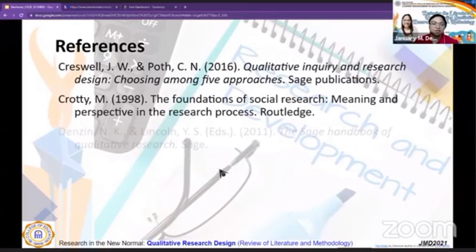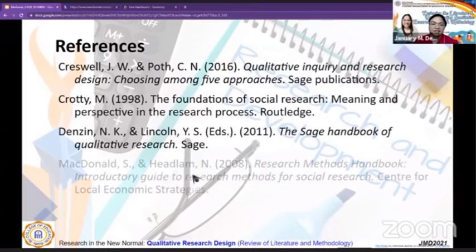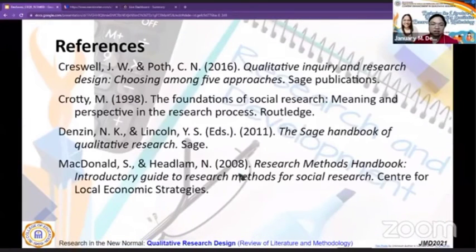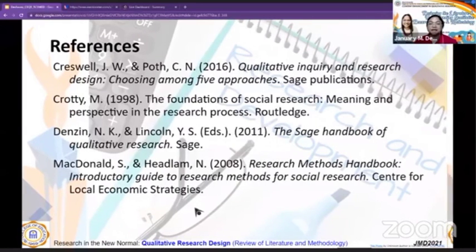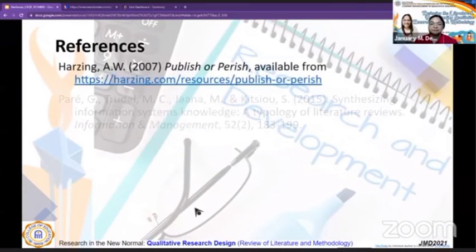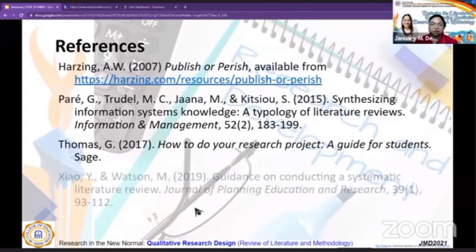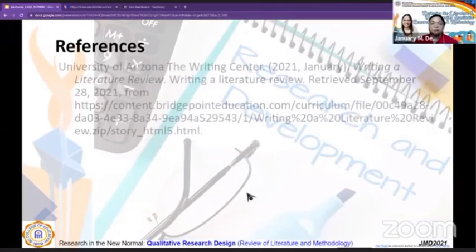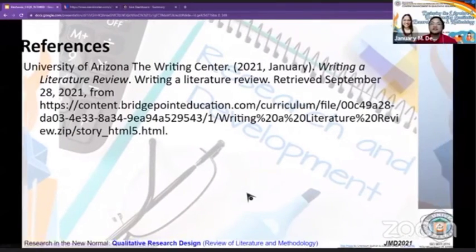Yeah, maybe you could also check this for further reading. This is only for further reading. So you can check Creswell, Crotty, Denzin. I've mentioned them, and these are just for your references in doing your research project.